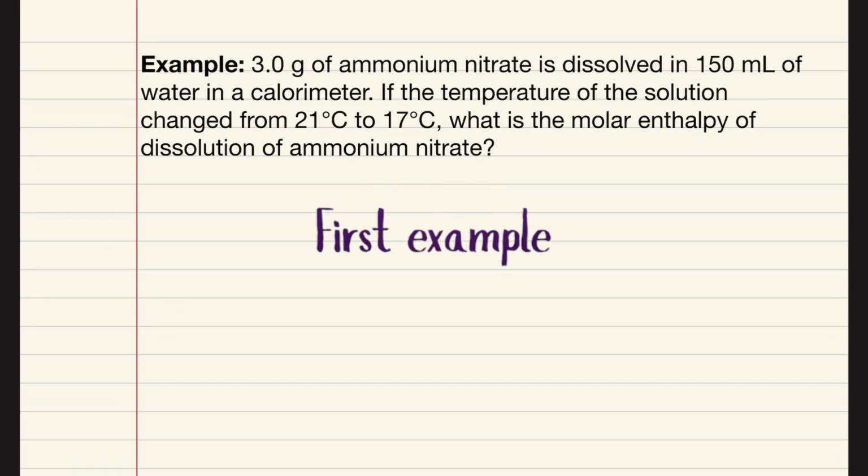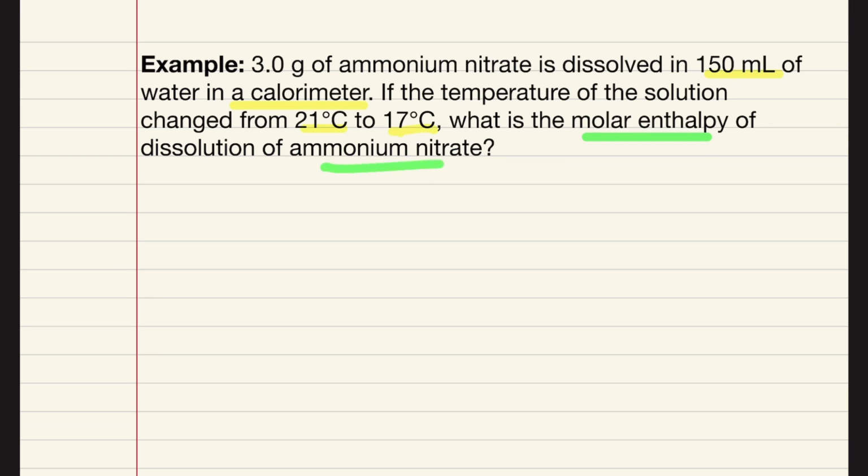So in our first example, we have 3.0 grams of ammonium nitrate dissolved in 150 milliliters of water in a calorimeter. If the temperature of the solution changed from 21 degrees Celsius to 17 degrees Celsius, what is the molar enthalpy of dissolution of the ammonium nitrate? So first thing is, I'd like to get my chemical formula for ammonium nitrate, and that's going to be important because I need to infer the molar mass in order to convert this here to moles.